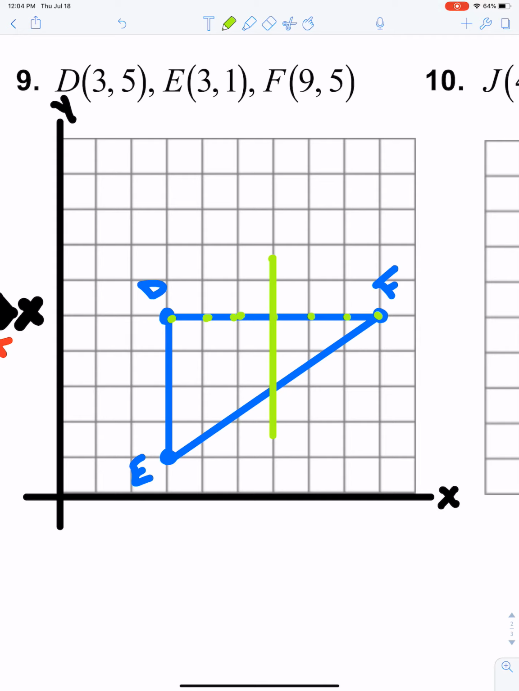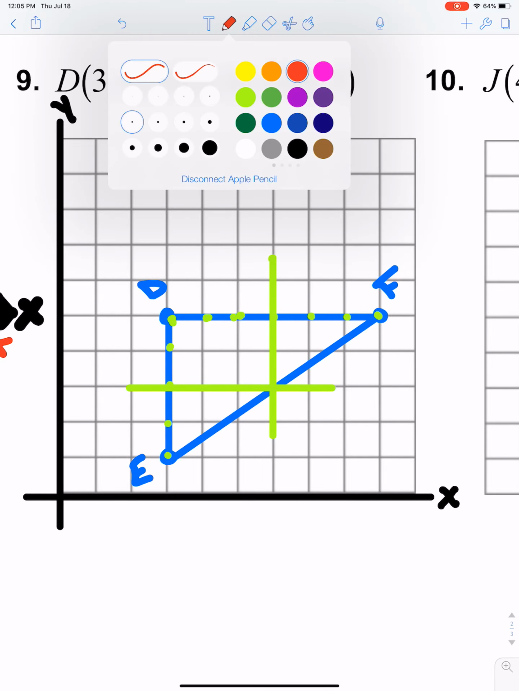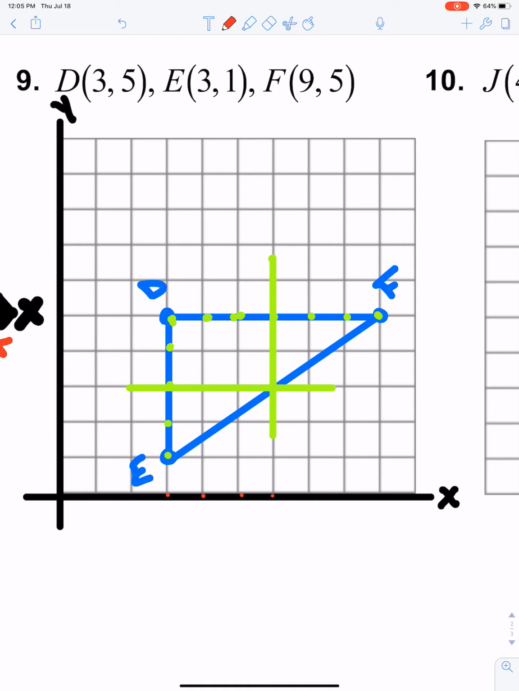Now I need to make a perpendicular bisector of DE. So it's 1, 2, 3, 4 units long. Halfway between 4 units would be 2 units, and perpendicular to a vertical line would be a horizontal line. So I've created my perpendicular bisector for DE as well. Both of them are meeting at the point where they're intersecting, at 6, 3. And that point (6, 3) is going to be our circumcenter.